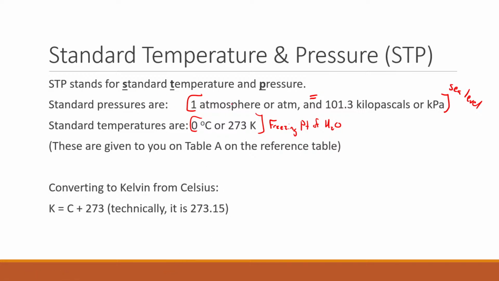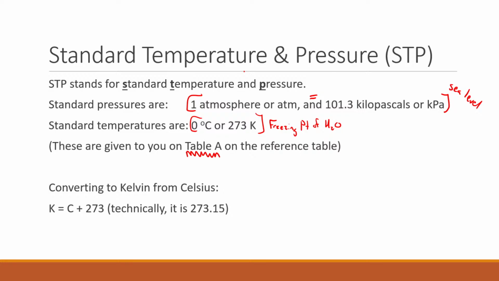Right, so standard temperature and pressure, STP, is more than just an acronym. It is a set of values. If I tell you STP, or if you read in a problem or in a textbook STP, you know now that STP stands for an atmosphere, right, the sea level air pressure, and the freezing point of water. For our convenience, we have been given these values on table A of the reference table, the very first thing on the very first page of the reference table.